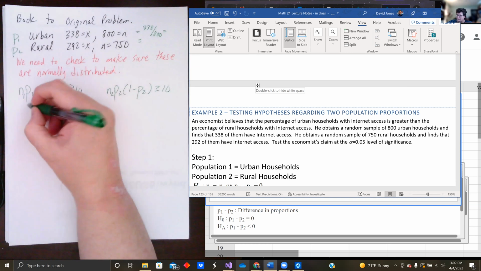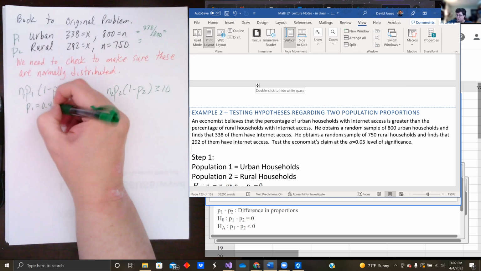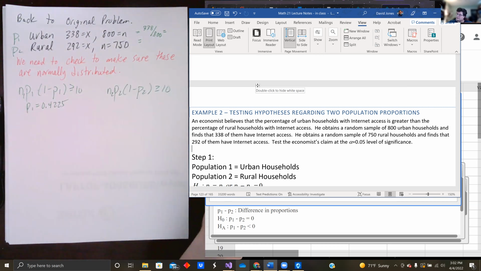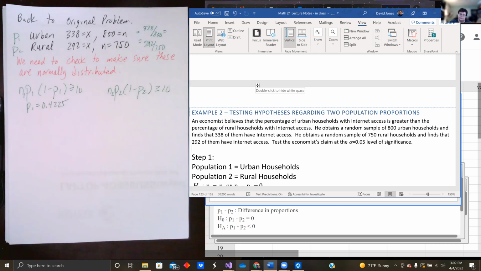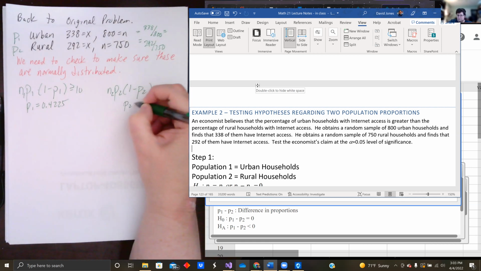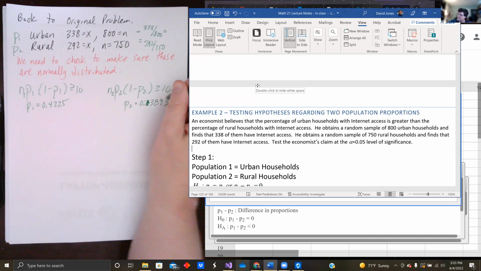So P1 is 0.4225. And we'll do the same thing for P2, 292 divided by 750. And I'm getting 0.389 and then a bunch of 3s. The 3 keeps repeating.